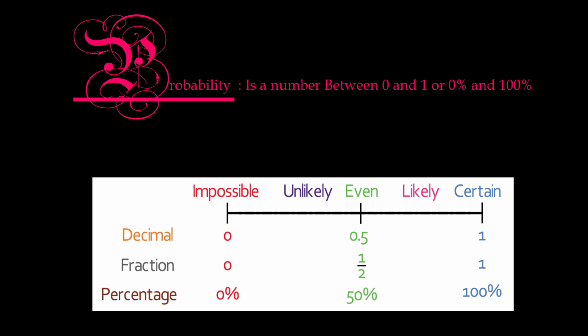One thing to note is that probability is always a number between 0 and 1. In percentage form, that would be between 0% and 100%. 0 being the probability that something cannot occur, and 1 being the probability that something will occur without a doubt.